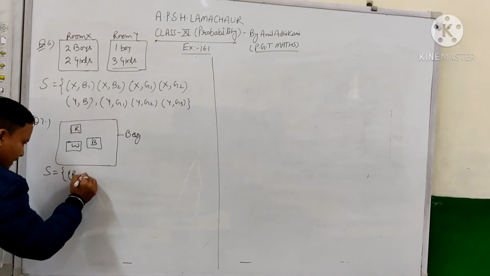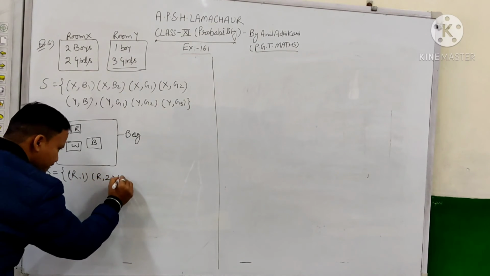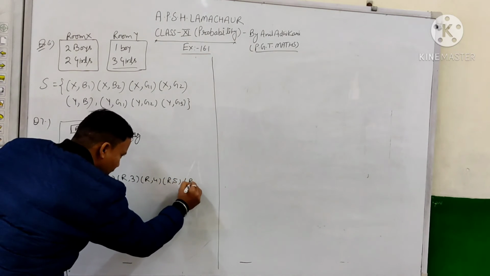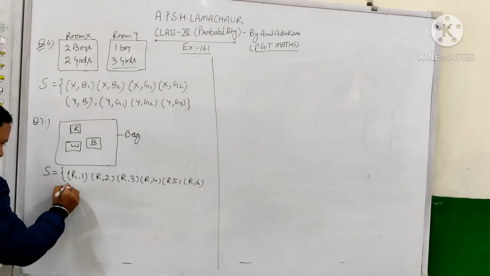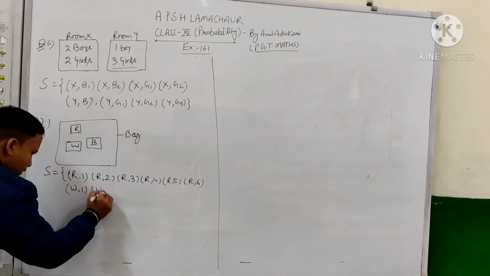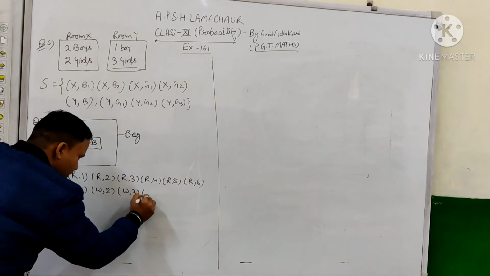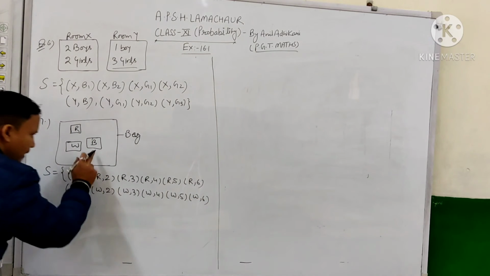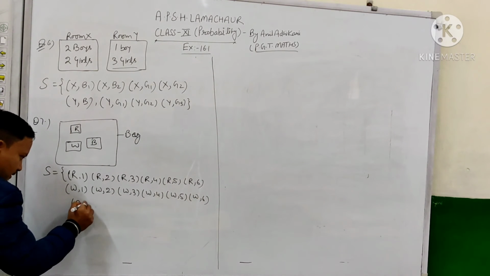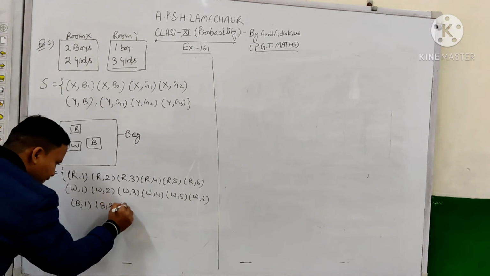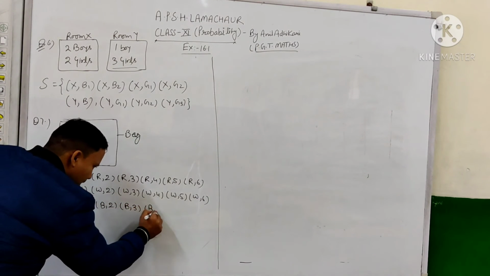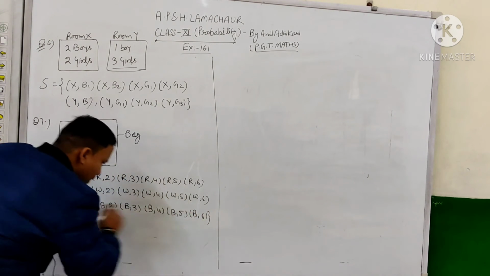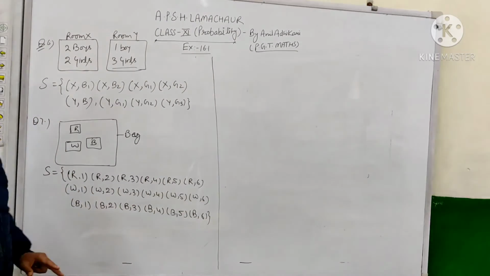Starting with the red die, we will write R1, R2, R3, R4, R5, R6, and in a similar manner with the white die we can write W1, W2, W3, W4, W5, W6, and similarly for the blue die, blue die with 1, blue die with 2, blue die with 3, blue die with 4, blue die with 5, and blue die with number 6. So these are the 18 possibilities for this particular experiment.